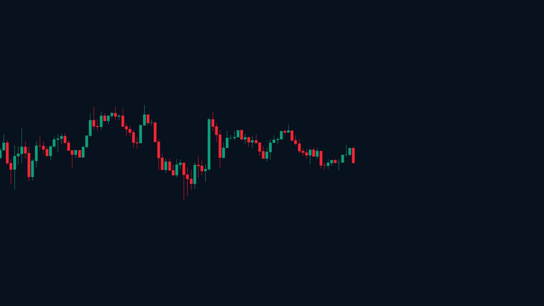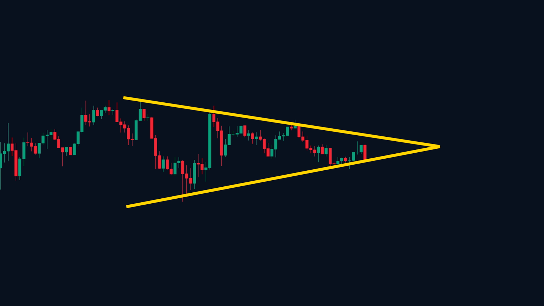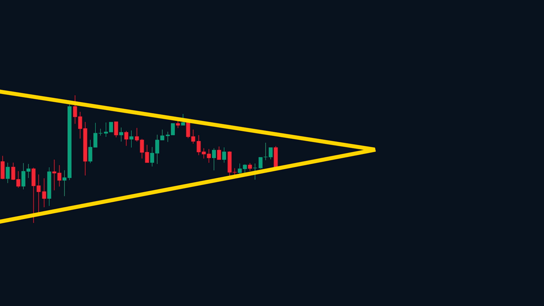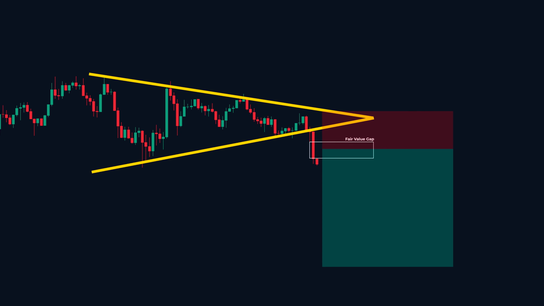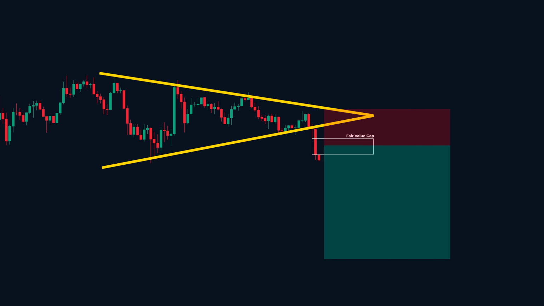In this example, you can see price forming lower highs and higher lows, creating a symmetrical triangle. We wait for price to break out, either upward or downward. Then we wait for the retest, confirm with an imbalance, and enter in the direction of the breakout. Stop goes above the recent swing high, targeting around 3 times your risk.